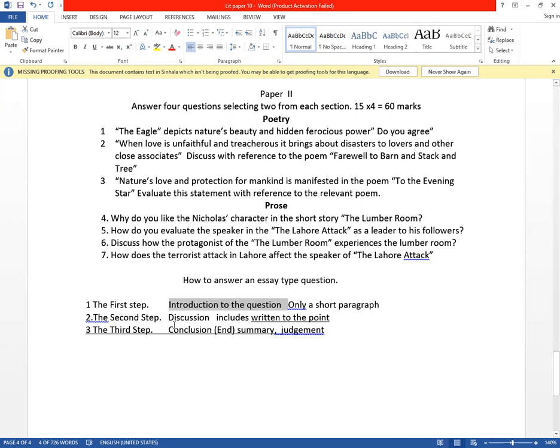Then the second step, discussion. Now we know that discussion is the real answer, the actual answer to your question. This has many paragraphs. Each paragraph has a topic sentence, a main idea. Topic sentence.